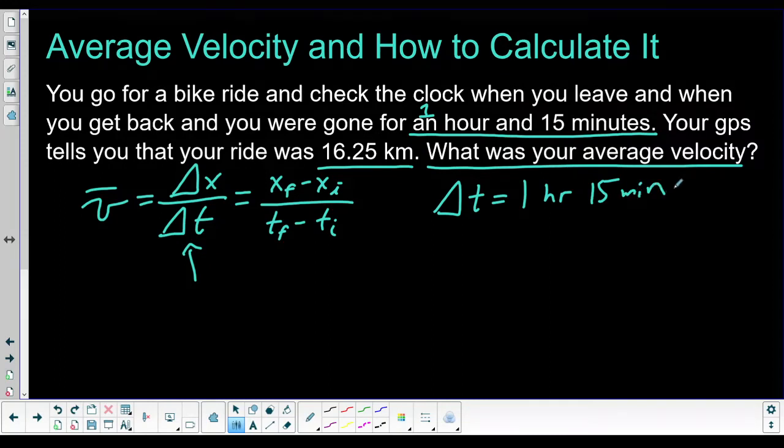And as you guessed it, we're probably going to have to do some unit conversion stuff here because it's not good to have two different units in one value. That's awful.